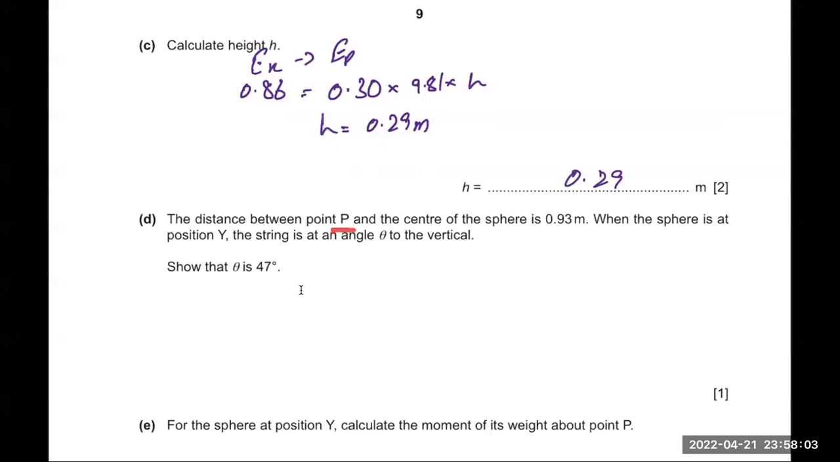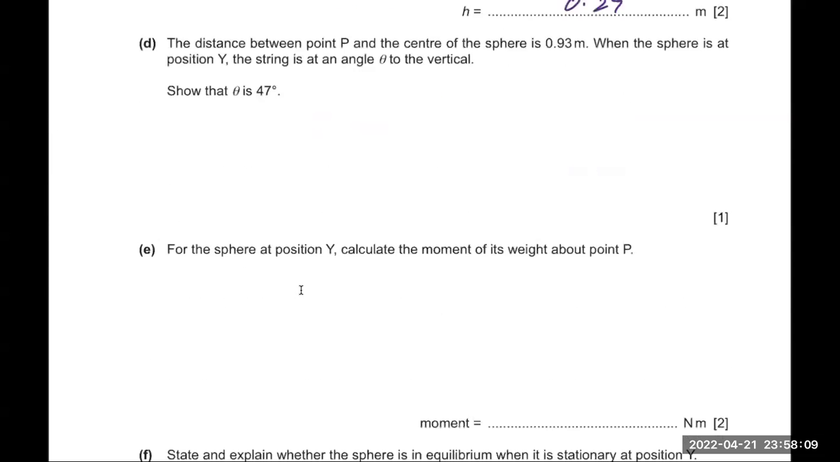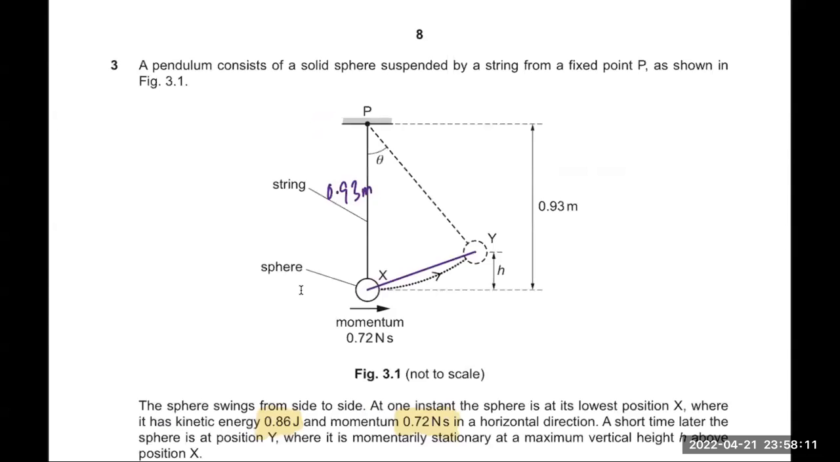Distance between point P and the center of the sphere is 0.93. So if this is 0.93, since we've got the same string over here, we know this will also be 0.93 meters. Now, they want us to find this angle theta.